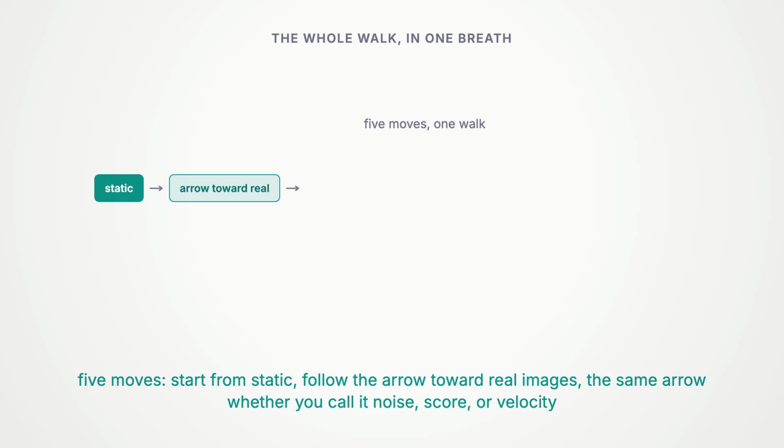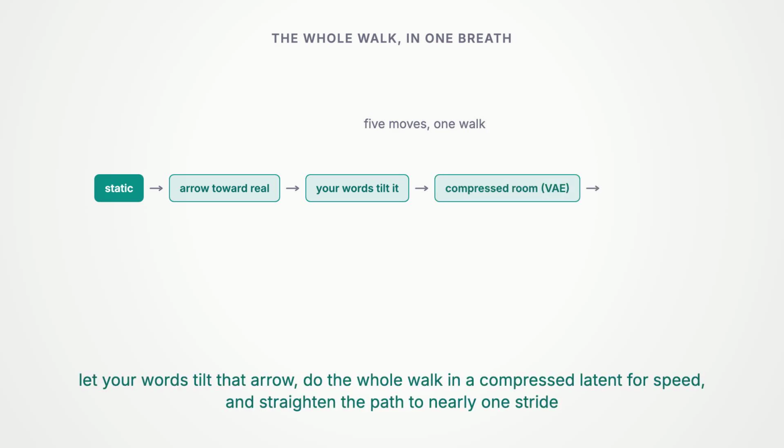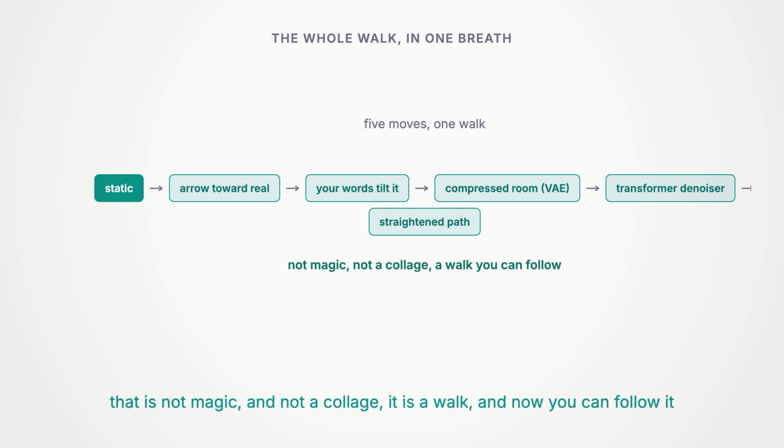5 moves. Start from static. Follow the arrow toward real images, the same arrow whether you call it noise, score, or velocity. Let your words tilt that arrow. Do the whole walk in a compressed latent for speed, and straighten the path so it is nearly one stride. That is not magic and it is not a collage. It is a walk and now you can follow it.